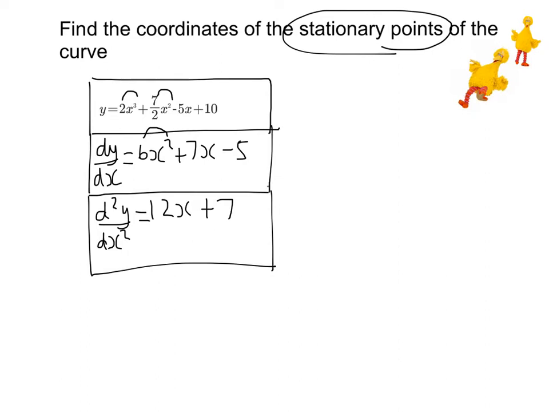So the top box is a y equals line. So what does that allow me to do? That allows me to find my y values. Pretty obvious. Okay, the second box is a dy by dx line. What does that let me do? That lets me find the gradient of the tangent.